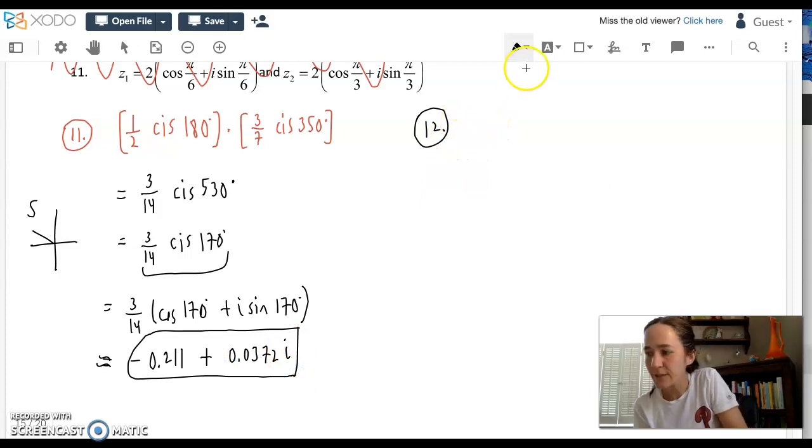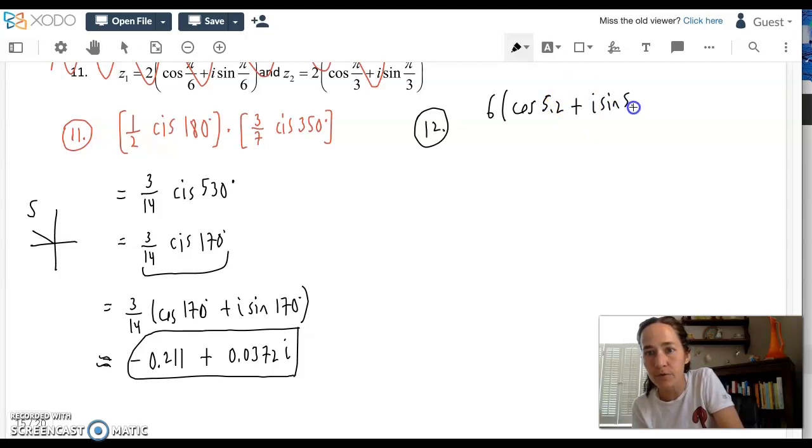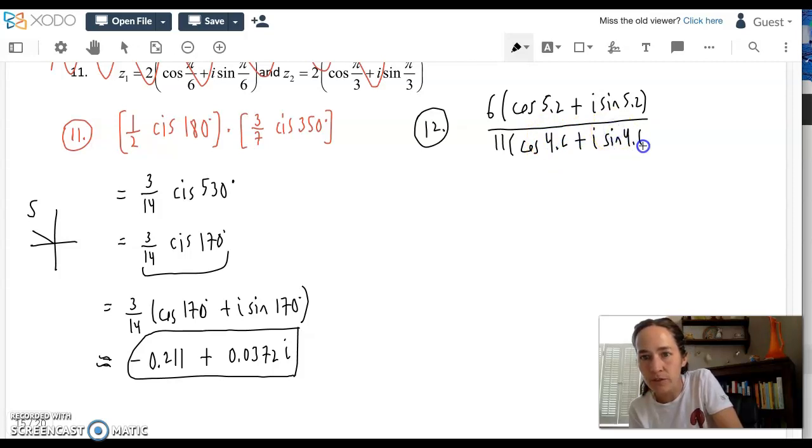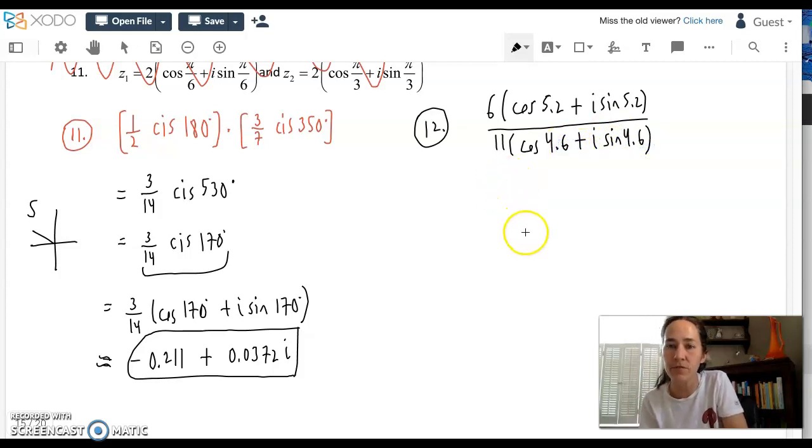Number 12 as a last problem to try for practice. I said 6, I'll write this out the long way. Cosine 5.2, notice there's no degree sign there and that's on purpose, plus i sine of that angle, 5.2, divided by 11, another complex number, cosine, I chose 4.6, plus i sine of 4.6. Like I mentioned, it's not a mistake to not have the degree sign there. These are meant to be angles given in radians. So anything we use the calculator for help with in this problem is going to be approximated with radian mode.